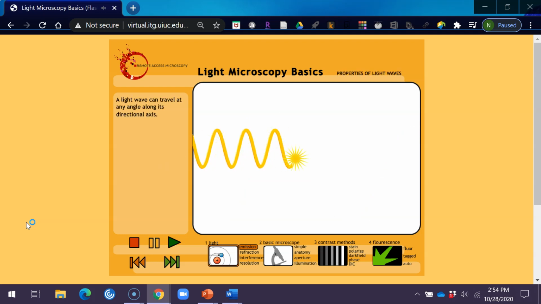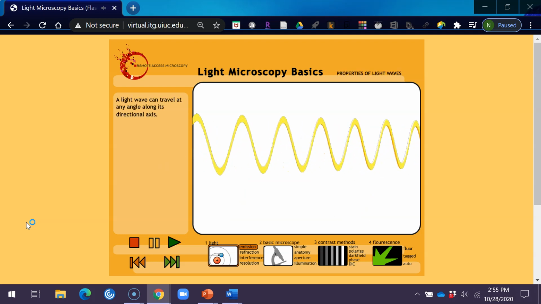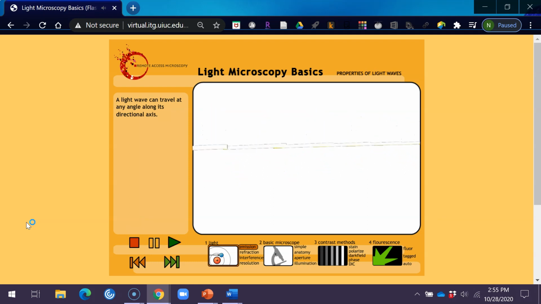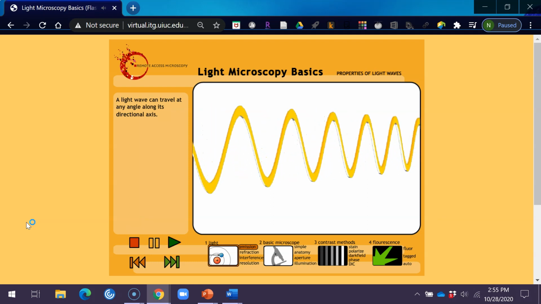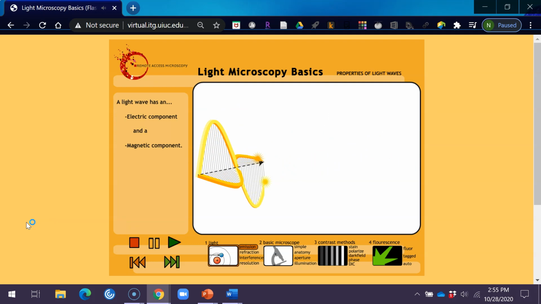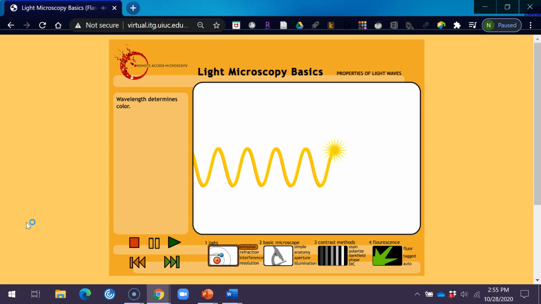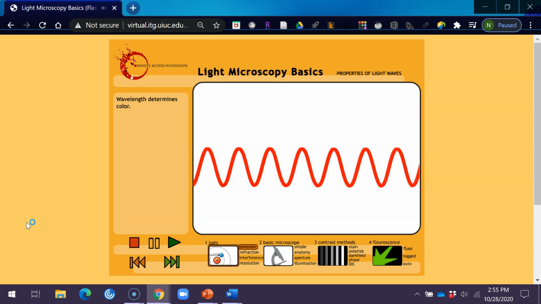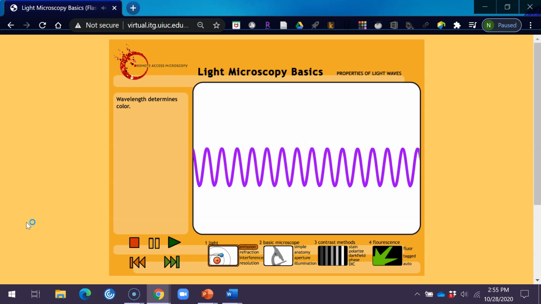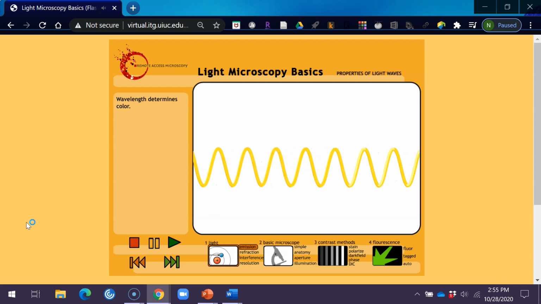A light wave can travel in any angular plane perpendicular to its directional axis from 0 to 360 degrees. A light wave is made of two components, an electric and a magnetic. These two components travel in sinusoidal waves along the light path at right angles to each other. The wavelength of light within the range of visible light determines the color of the light wave. White light is made up of many rays of varying wavelength.